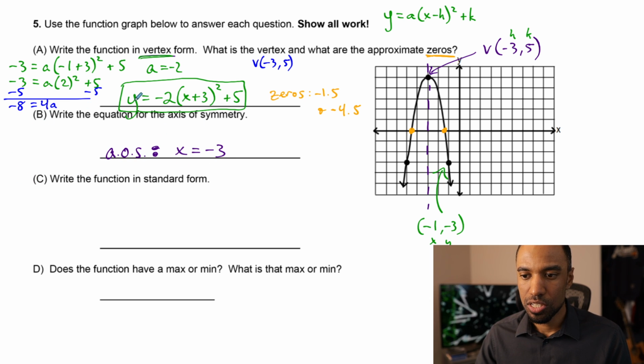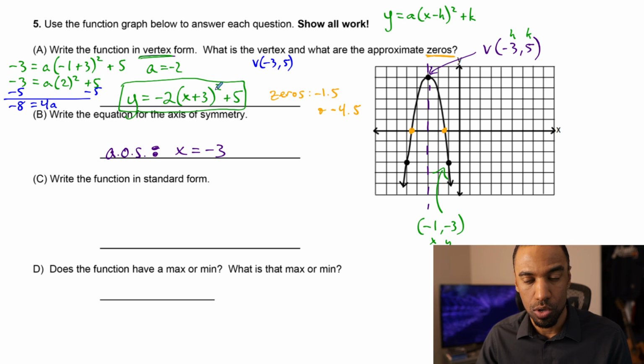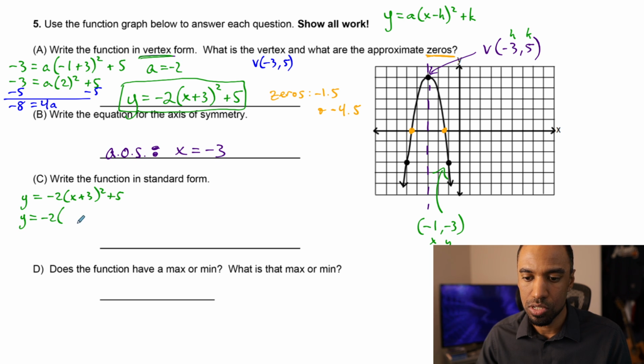All right, write the function in standard form. So you have this function in green right here. We got to rewrite this in standard form by expanding the x plus 3 quantity squared portion, distributing the -2 into that portion, and then adding 5 to that result. So I have this y equals -2 times x plus 3 quantity squared plus 5. I'm going to go ahead and expand this squared portion. That's y equals -2 times, here we go.